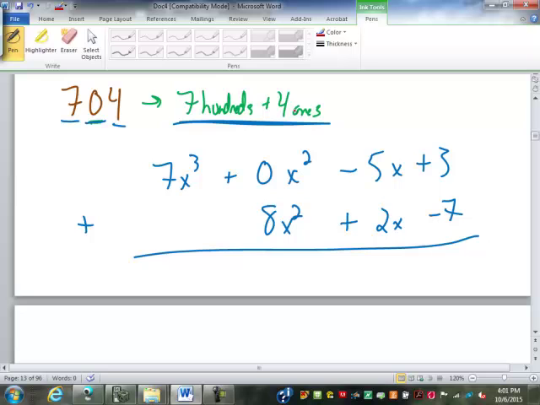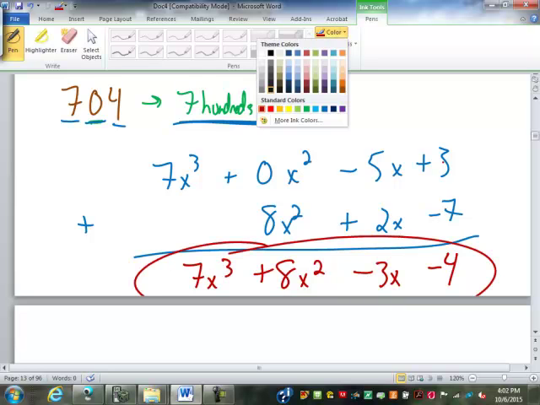So now, 3 plus negative 7 is a negative 4. Negative 5x plus 2x is a negative 3x. 0x squared plus 8x squared is a positive 8x squared. And then 7x to the third doesn't have anything to combine with. So there it is.